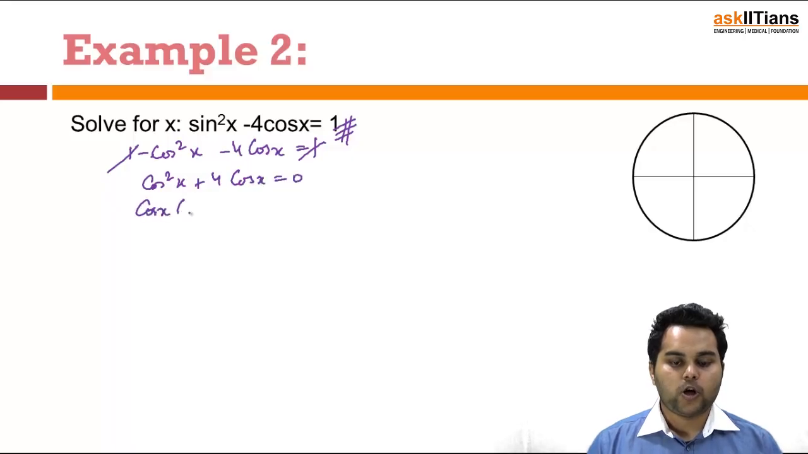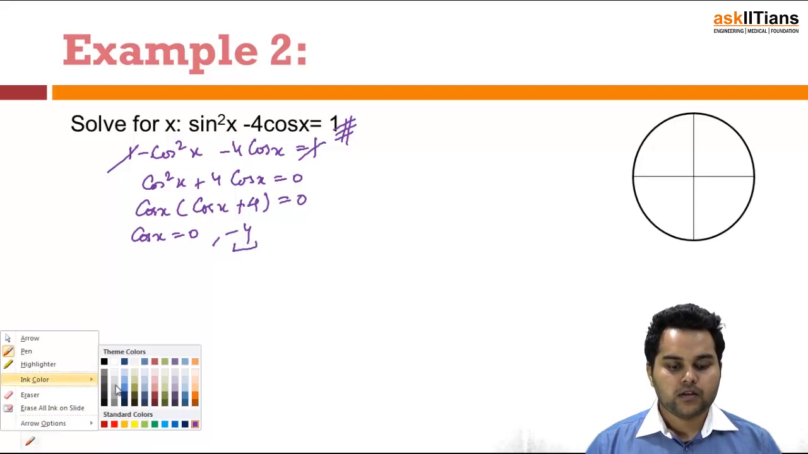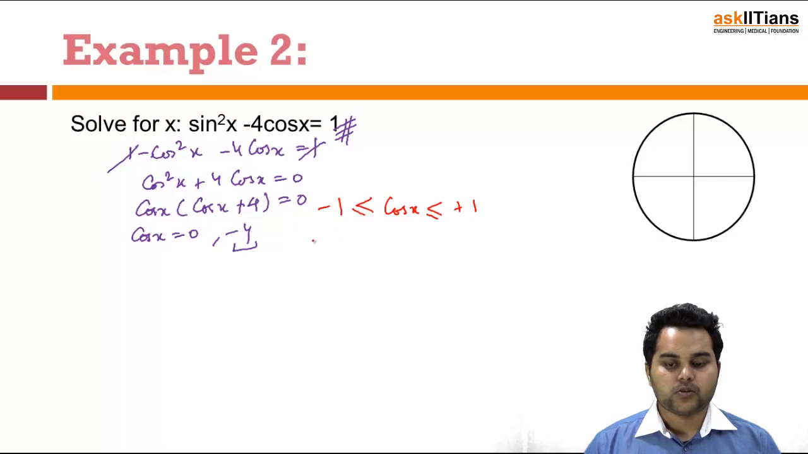Cos x being taken common, I get cos x times cos x plus 4 is equal to 0. So either cos x is equal to 0 or minus 4. As minus 4 is not possible, the reason being cos x lies between plus 1 and minus 1 for any value of x.